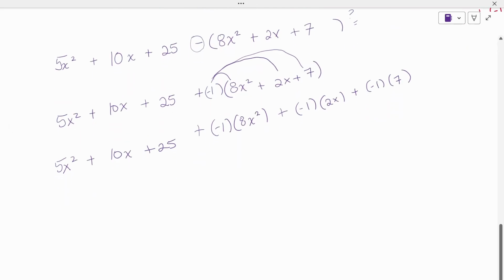Now, positive and negative is a negative. So you get -8x squared. Positive and negative is a negative. You get 1 times 2 is 2. So you get -2x. Positive and negative is a negative. 1 times 7 gives you 7.